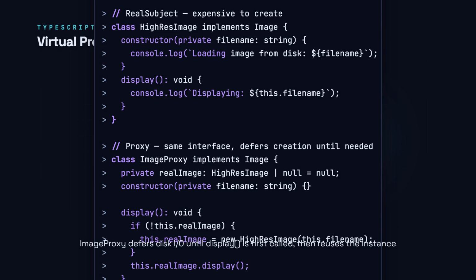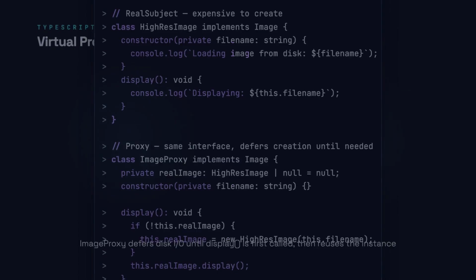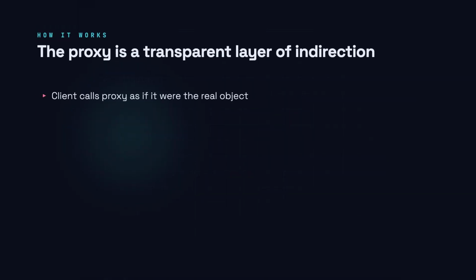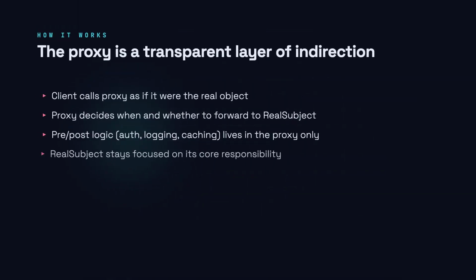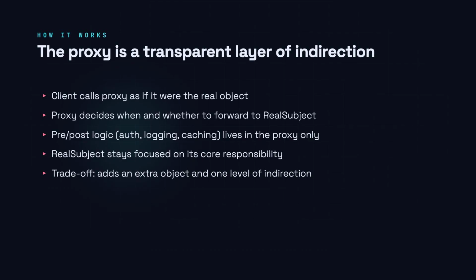The client only ever references the Image interface, so swapping a proxy in for the real thing requires zero changes to client code. At runtime, the client holds a reference typed as the subject interface. It literally cannot tell whether it is talking to a proxy or to the real object. The proxy intercepts every call, runs whatever logic it needs, lazy initialization, a permission check, a cache lookup, and then forwards the call to the real subject when appropriate. The real subject does not change at all. It stays focused on its own job.